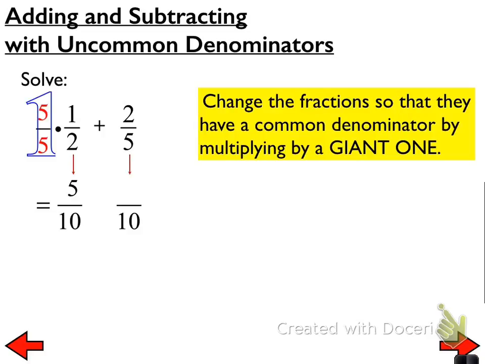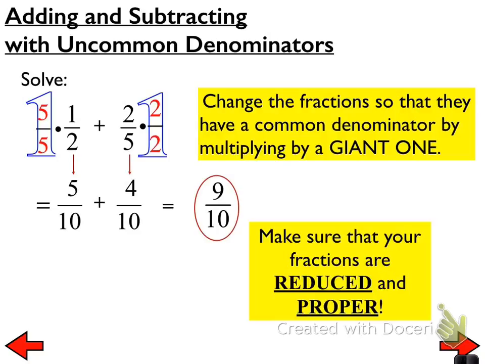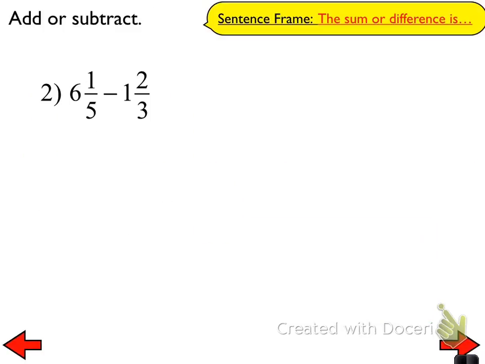Okay, I'm going to repeat that process on the other fraction for 2/5. I have a denominator of 5. I want to change it into a 10, so I have to multiply it by 2. But I need to keep it the same, so I have to multiply by 2 over 2. So that's my giant 1. So my new numerator is going to be 4. Now I'm just going to bring down the operation. And I'm going to get 9/10. You always have to ask yourself, is my fraction reduced? And the answer is yes. So I can move on.